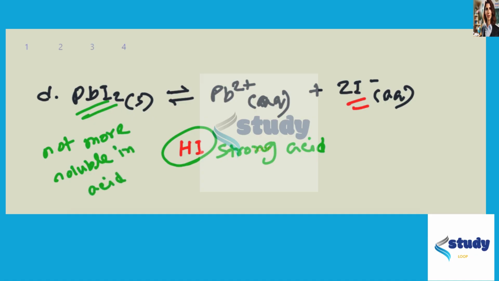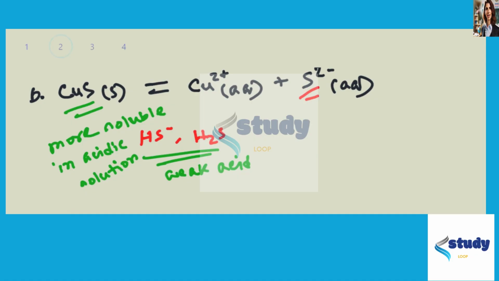So the bottom line here is, if the interaction of a compound with an acid will form a strong acid, that compound will not be more soluble in acid. And if the compound produces a weak acid with the interaction of acid, in that case that compound will be more soluble in acidic solution than pure water.